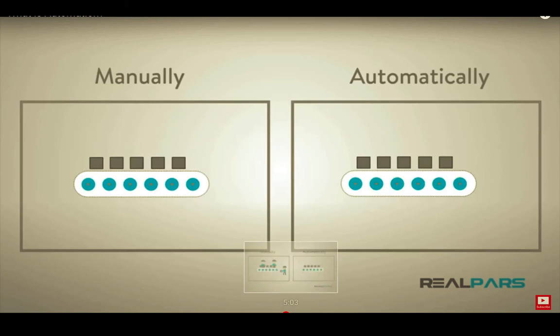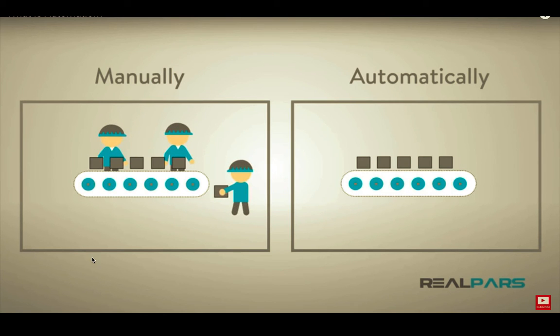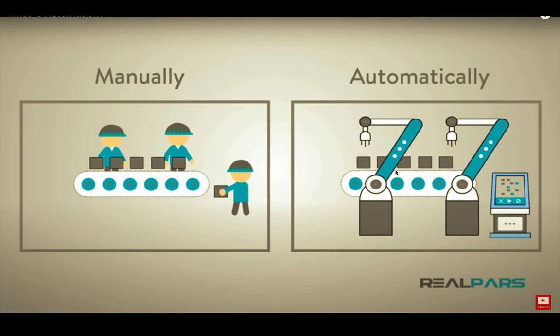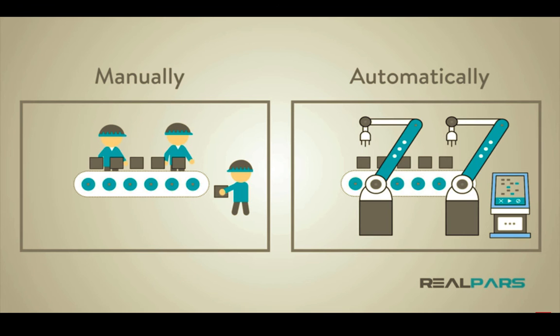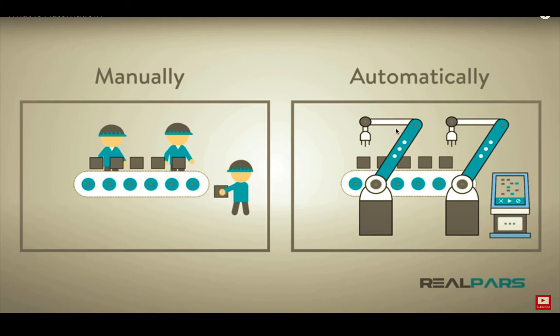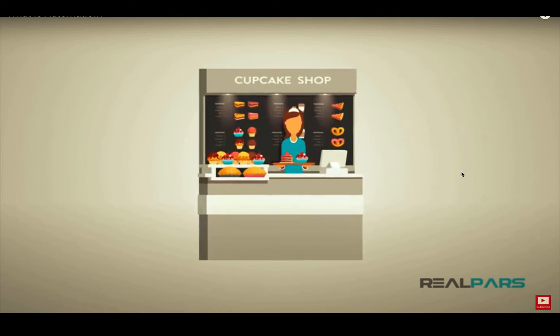We can achieve this either by using a manual process or by using an automatic process. So what is a manual process? In a manual process there are workers, and in an automatic process no human intervention is there. With the help of machines we can complete our process.